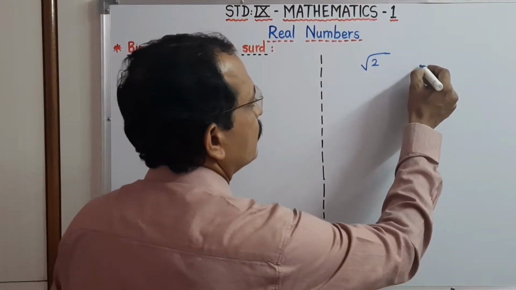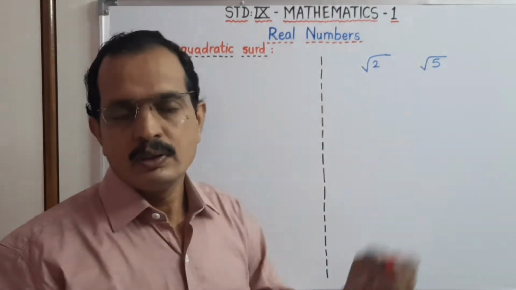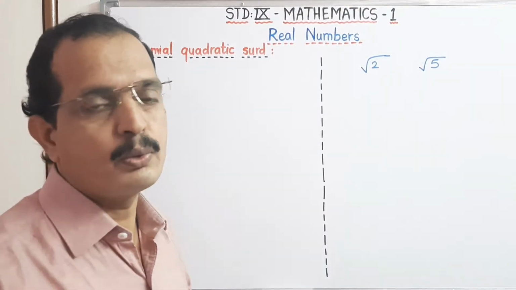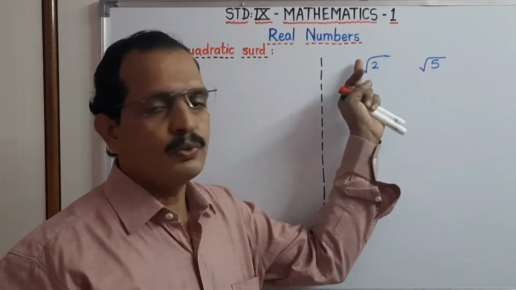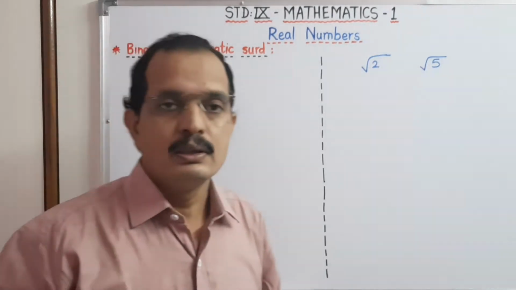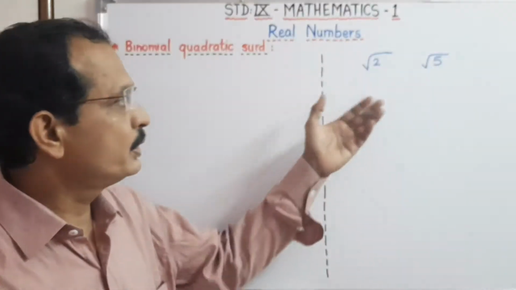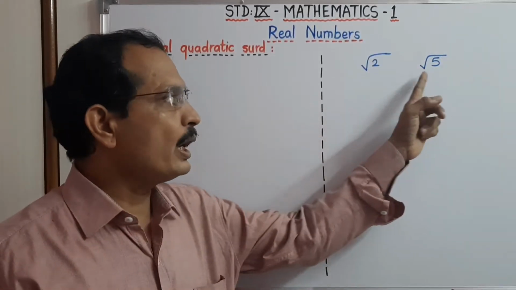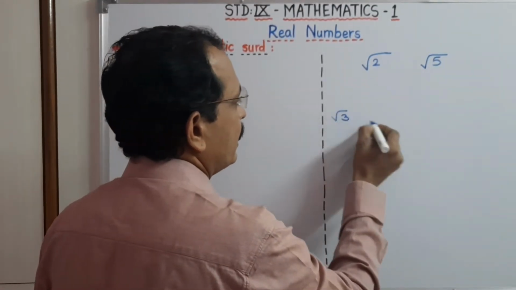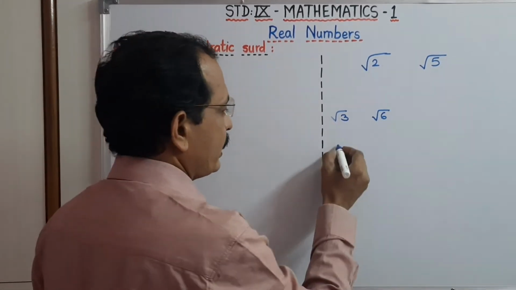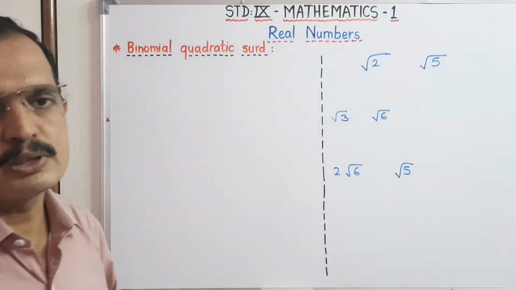See here, I write another surd, that is root 5. Here order is 2. In the first lecture I told you that this year we have to learn only the quadratic surds. That means order always will be 2; cubic surds and more we have to learn in next years. Now here I write root 2 and root 5. These are two surds. Suppose I write here root 3 and root 6, or I write here 2 root 6 and here root 5. Now these are some examples of surds.